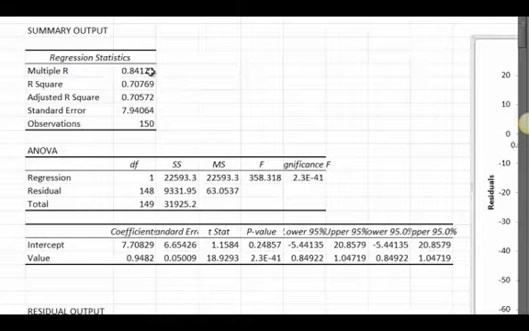So the multiple R here, this correlation coefficient between appraised value and selling price, is 0.841, so a strong positive relationship. And the R squared value is 70.8 roughly percent, so 0.708. And that shows that 70.8% of the variance in price is being captured by this straight line model equation in terms of the appraised value of the home.